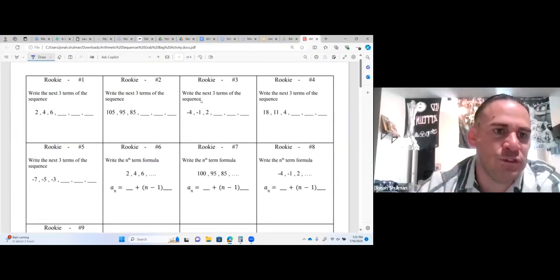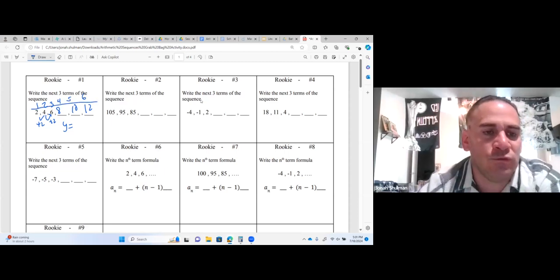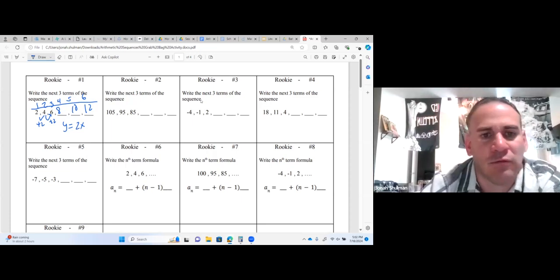Well, 2, 4, 6. What are we doing? We are adding 2 each time, which is 8, 10, 12. But what is the equation going to be? Y equals, we're going up 2 every time. Is it going to be x plus 2? Well, that's our first term, second term, third term, fourth term, fifth term, sixth term, right? If I just do 2 times x, 1 times 2 is 2, 2 times 2 is 4, 3 times 2 is 6. Yeah, that works.